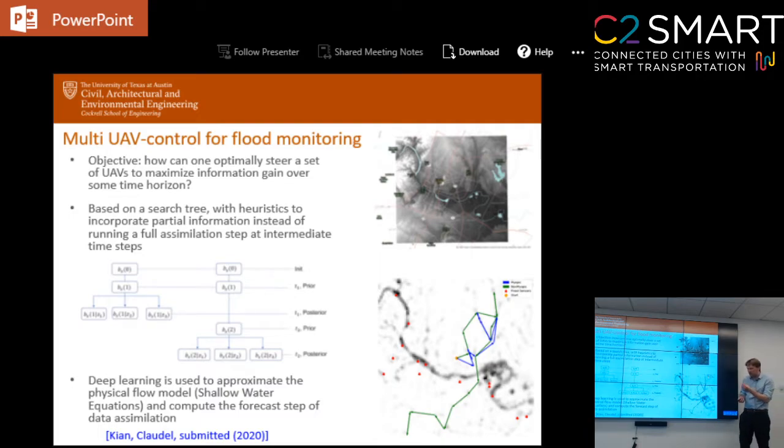That means that imagine you have a flood, and you know a priori what the prior state is, so you have some guess of what the situation should be before you send your UAVs, but you might have lots of uncertainty.